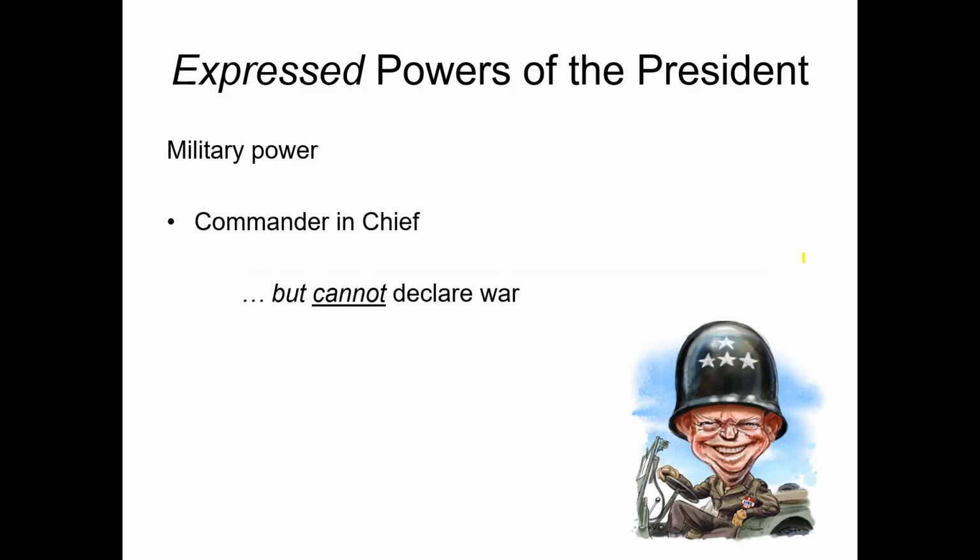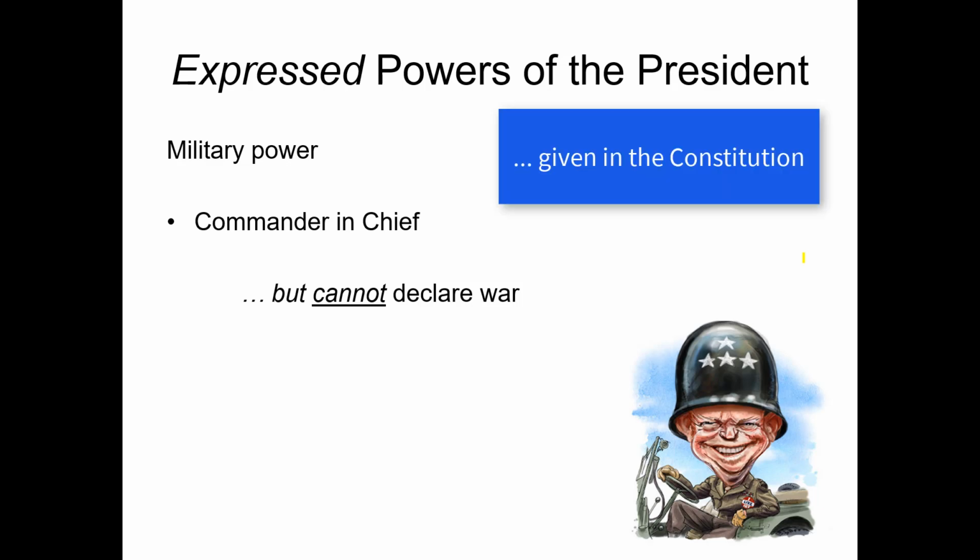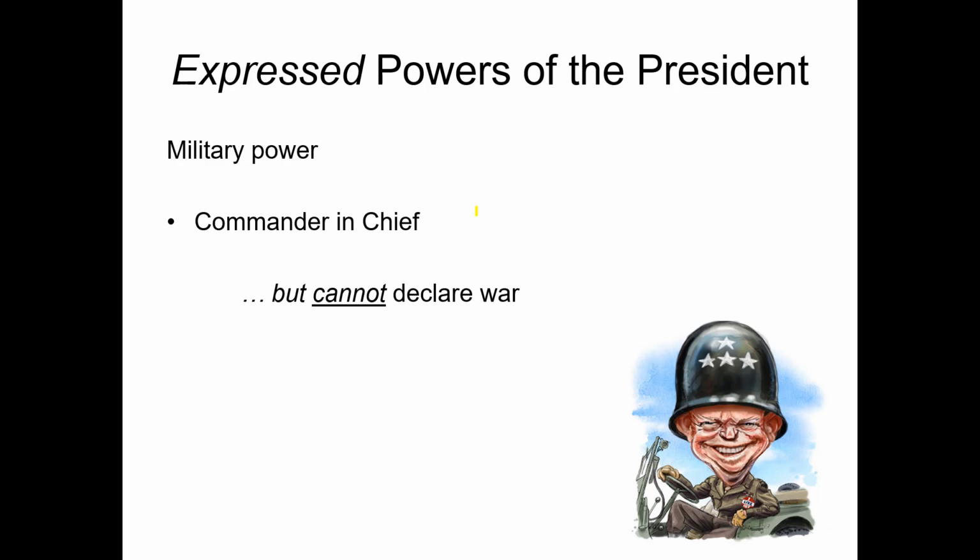Let's talk about the expressed powers of the president. These are the powers that are given to the president in the Constitution, which we've already touched on several of these. The president, according to the Constitution, is the commander-in-chief of the armed forces. It's a very common democratic principle to have civilian control, elected civilians in control of the military, to have that separation of power so that diplomatic forces are used before we decide to go to military.